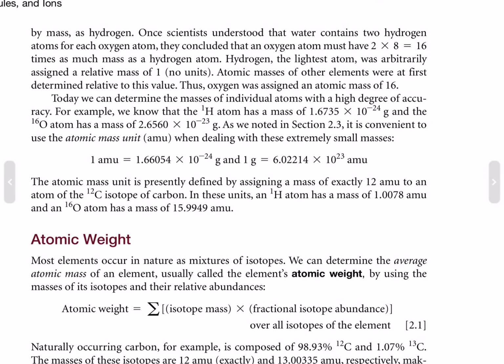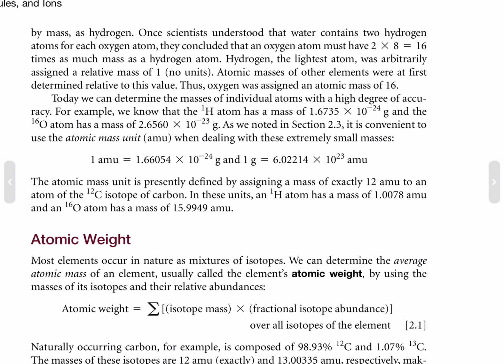by mass as hydrogen. One scientist understood that water contains 2 hydrogen atoms for each oxygen atom. They concluded that an oxygen atom must have 2 times 8, or 16 times as much mass as the hydrogen atom. Hydrogen, the lightest atom, was arbitrarily assigned the relative mass of 1, with no units. Atomic masses of other elements were then determined relative to this value. Thus, oxygen was assigned an atomic mass of 16.